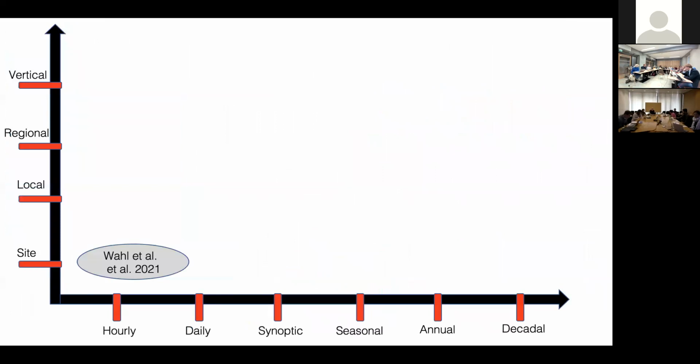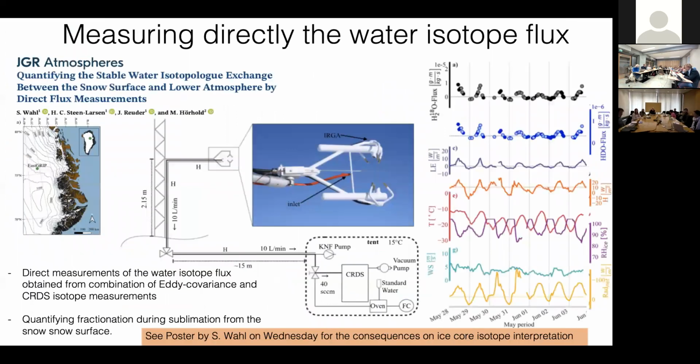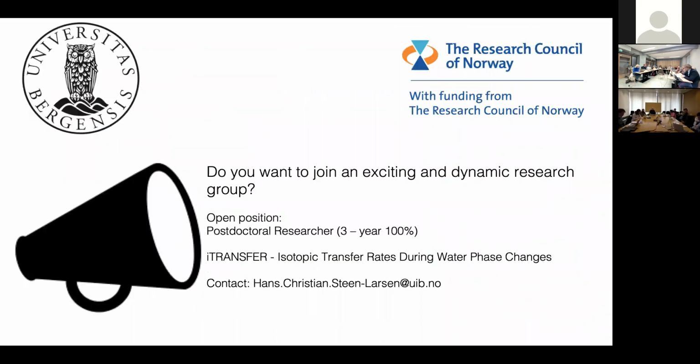And then I'm starting to wrap up now. Yes. So the last paper that I really would like to point to is the measurement of the direct flux. This is a paper that was published earlier this year by my PhD student Sonia Wahl. She will also present a poster on Wednesday on the consequences for ice core isotope interpretation, of the fact that she was able to show that with the direct measurements of water isotope flux obtained from eddy covariance and cavity ring-down isotope measurement, we were able to quantify the fractionation occurring during sublimation from the snow surface.